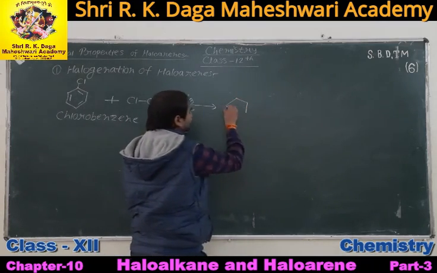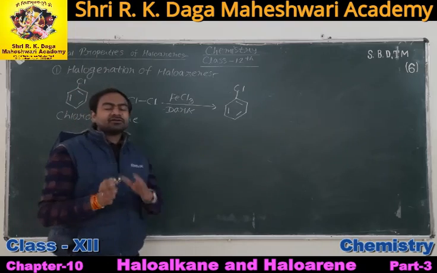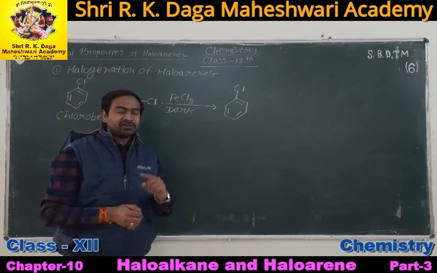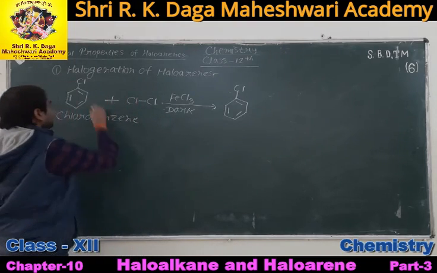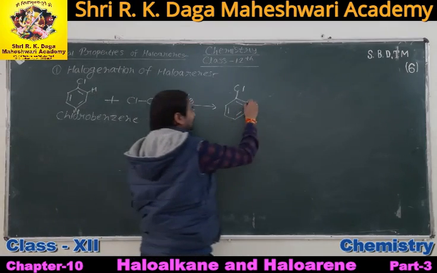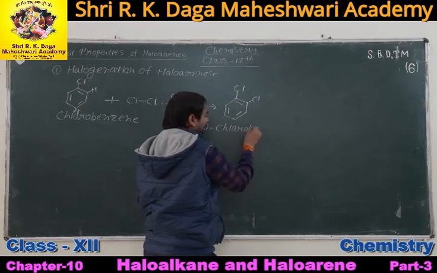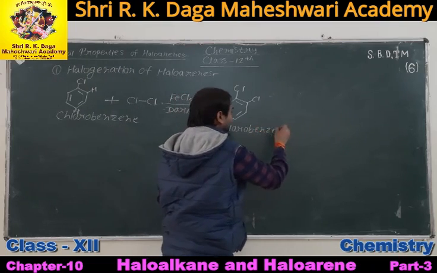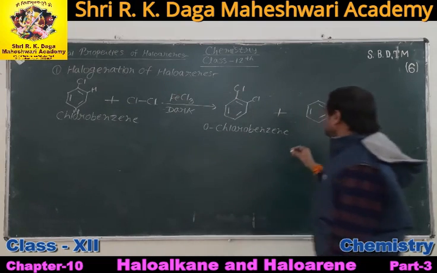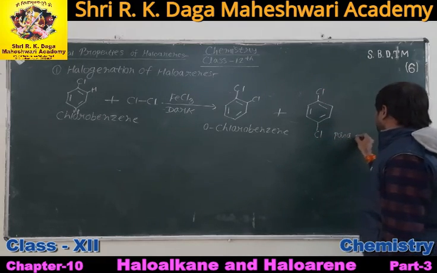So, as we know that haloarenes are ortho-para-directed. Ortho-para-directed means it increases the electron density on the ortho position and the para position. That's why two different compounds will be formed. First is ortho chlorobenzene, and the second is para chlorobenzene.